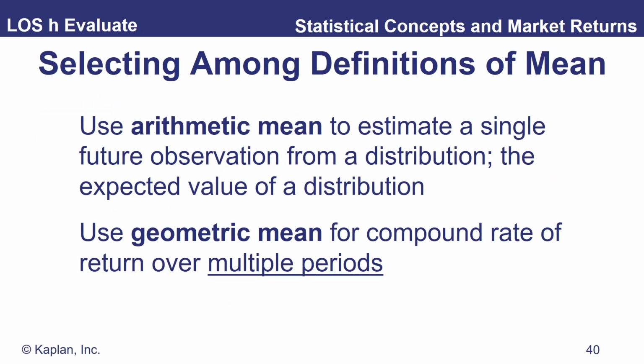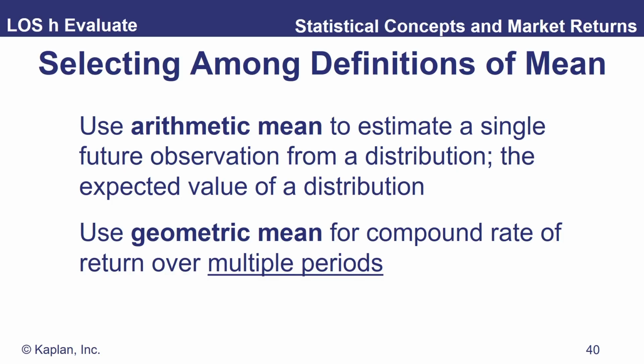Now our next LOS says evaluate alternative definitions of mean to address an investment problem. So in other words, we just need to know our different definitions of mean. So arithmetic mean, when do we use this? Well, we use this to calculate an expected value, a single future observation from a distribution. So if you were asked, what is your best estimate of next year's return, and you've got a set of data to work with, you would calculate the arithmetic mean. That would be your expected value. That therefore would be your best guess of the return in the next period. So that's our expected value of a distribution.